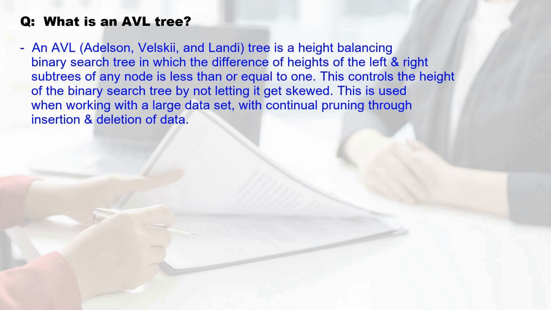What is an AVL tree? An AVL, Adelson-Velsky and Landis, tree is a height-balancing binary search tree in which the difference of heights of the left and right subtrees of any node is less than or equal to 1. This controls the height of the binary search tree by not letting it get skewed. This is used when working with a large dataset, with continual pruning through insertion and deletion of data.